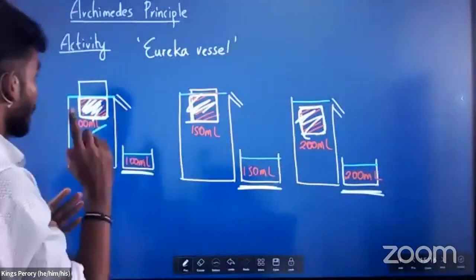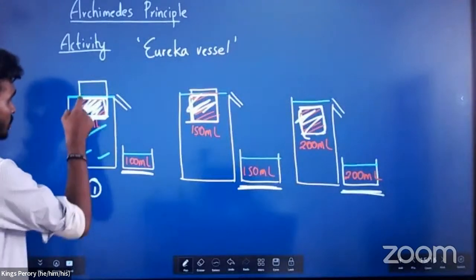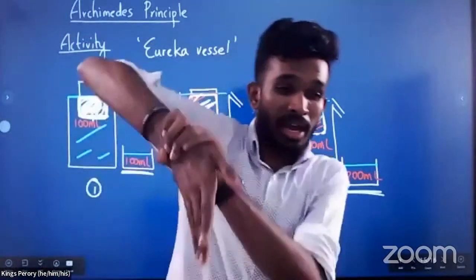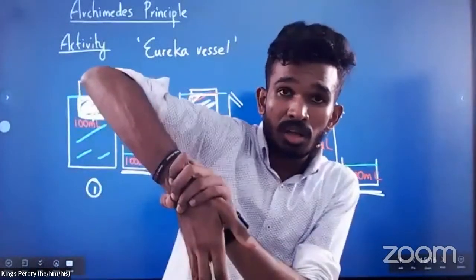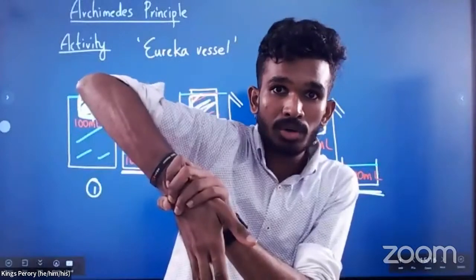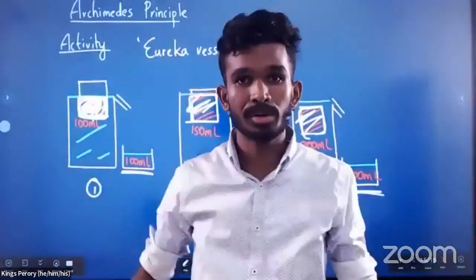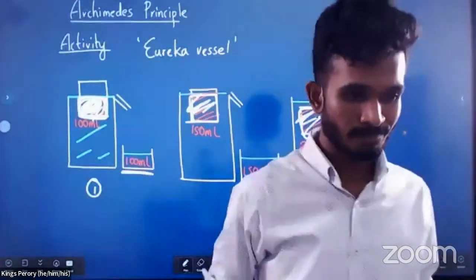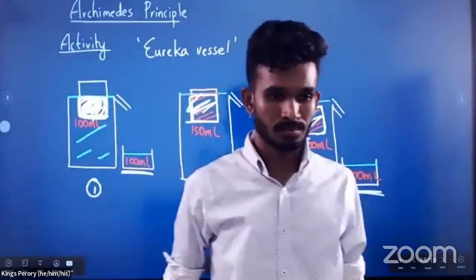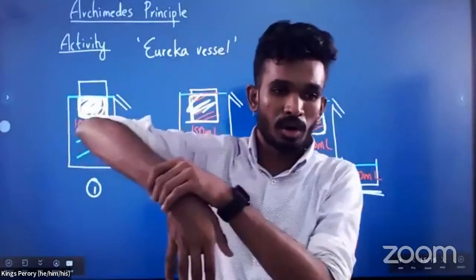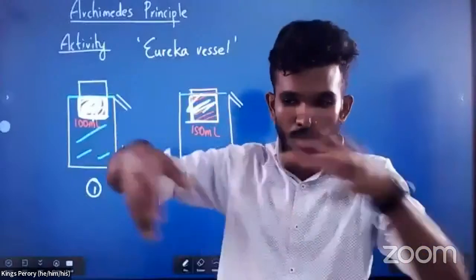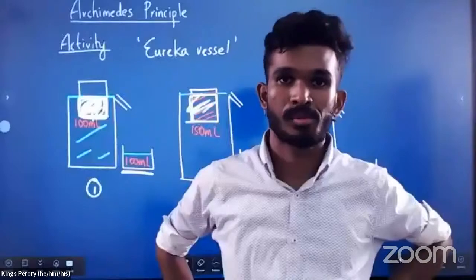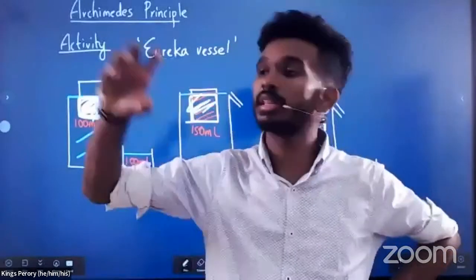But remember, it is the volume of the object that is immersed in the liquid. We don't care about this. When your hand is inside, a volume equal to your hand will only come out. Will a volume equal to your body come out? No, sir. So whatever immerses inside, that volume will displace out.